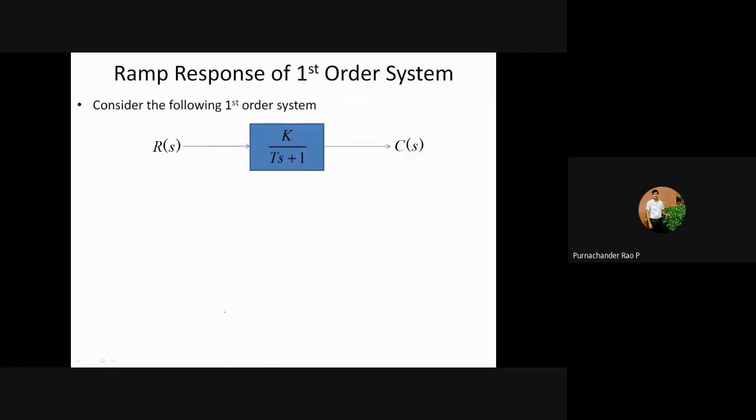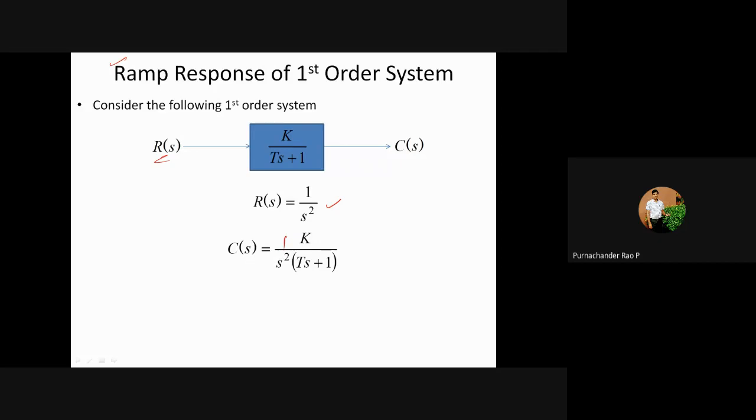Okay, so now the ramp response. Ramp response means the input will be 1 by s square. The same procedure you have to follow. So C of s we need to find out. So k by ts plus 1 into your input signal. R of s is nothing but 1 by s square.